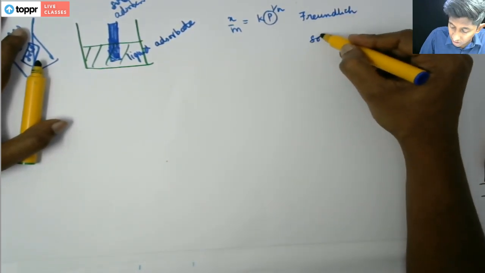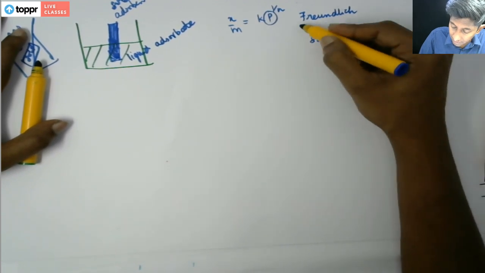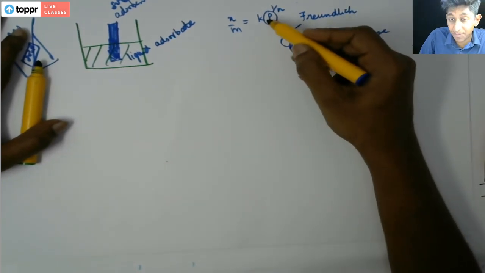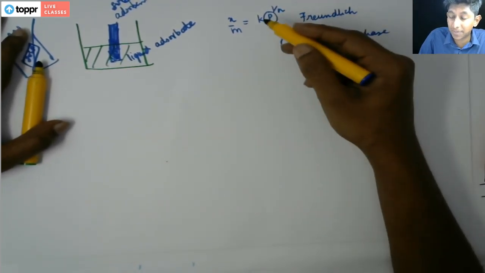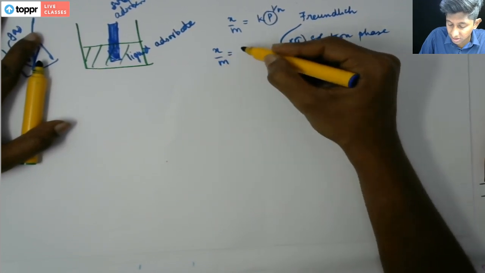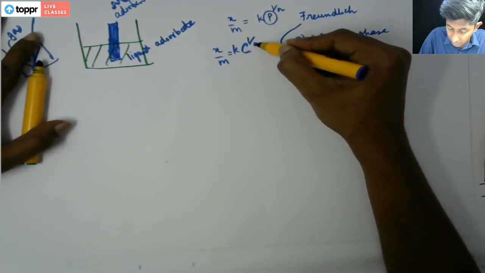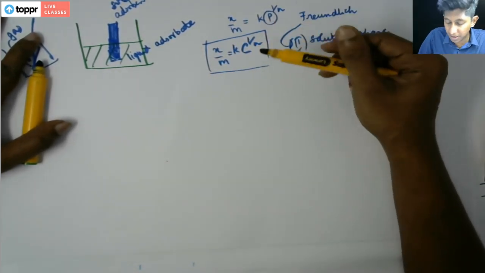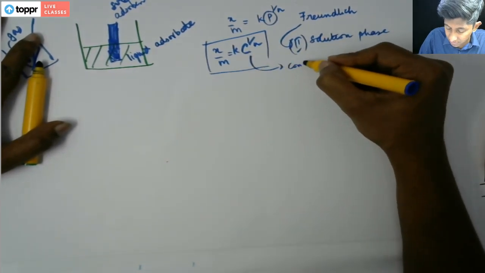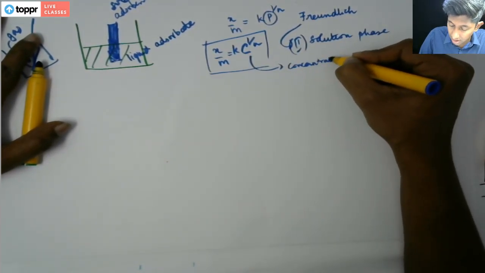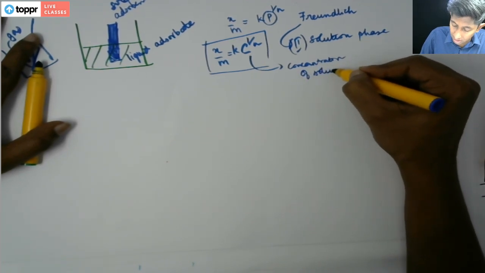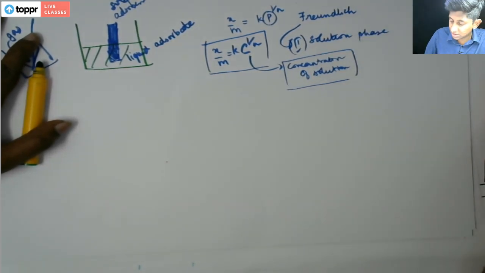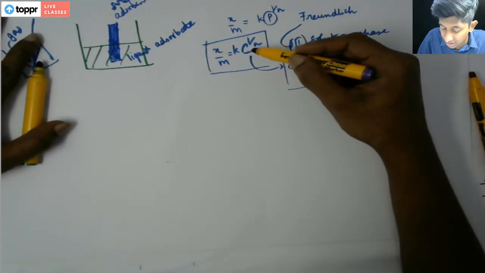Same thing for the solution phase, Freundlich part 2. What happens is the equation, instead of pressure which was applied for gases, we apply something else, which is concentration. The equation changes into this, where x by m is equal to k c power 1 by n, where c is the concentration of the solution. So this changes things, because now the equation has slightly changed because of the introduction of concentration instead of pressure.